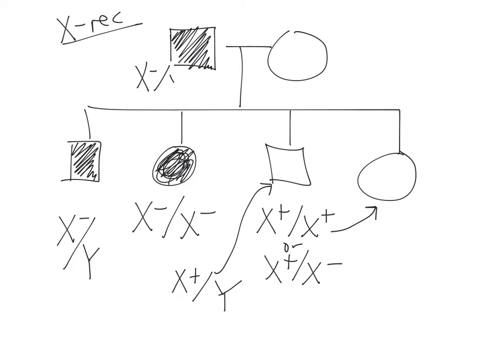Same as his son. If you're going to be an affected male of an X-linked recessive disorder, it has to be a mutant X chromosome. So he's going to pass his Y chromosome to his sons, which means he passes his X chromosome to his daughters. That means which of these two genotypes is the daughter's genotype? It has to be the one that's got an X minus in it, because that's the only X chromosome she could inherit from her father. Okay, so we know that she's a carrier.